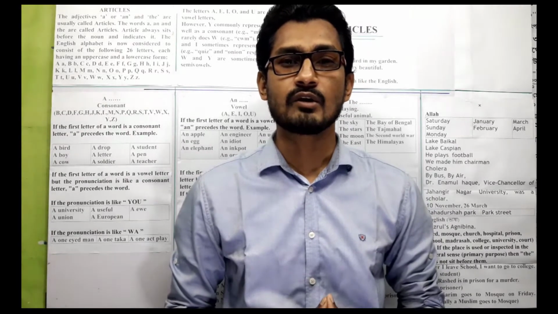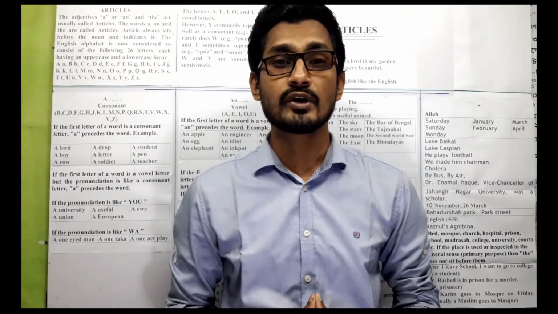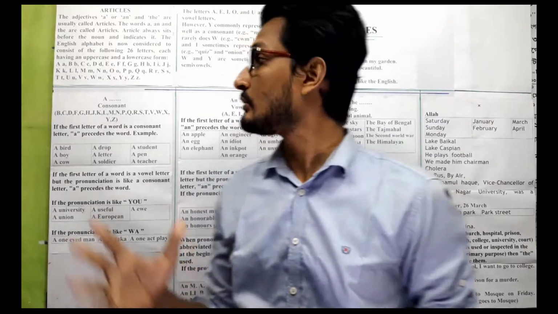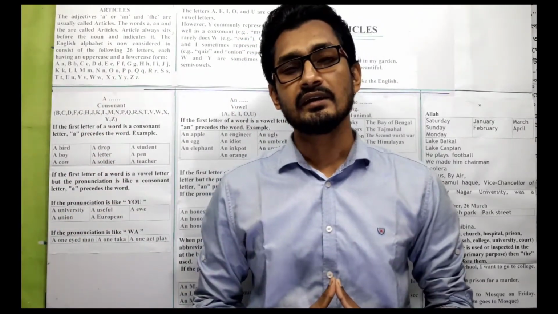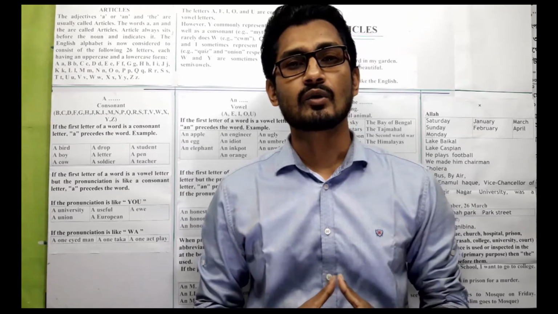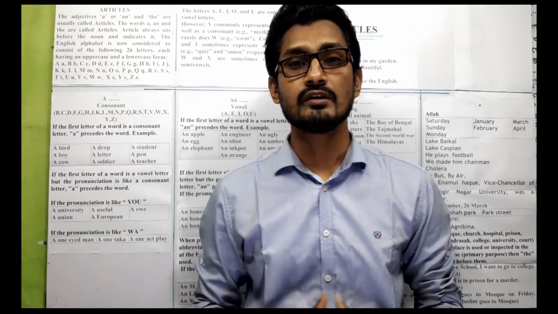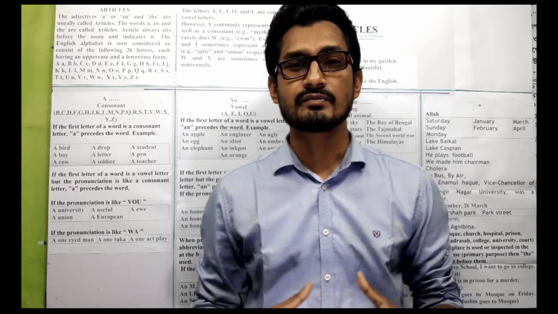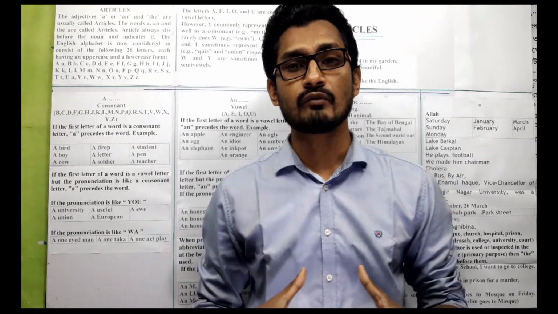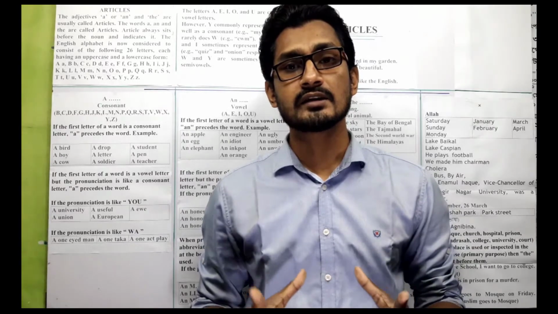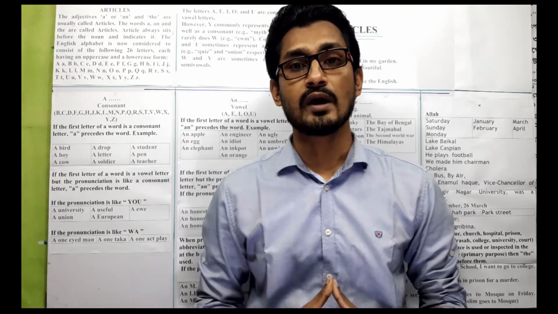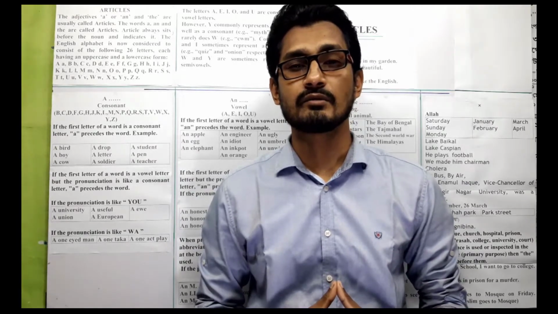The English alphabet is now considered to consist of 26 letters, each having an uppercase and a lowercase form, as we know. The letters A, E, I, O, and U are considered vowel letters. However, Y commonly represents vowels as well as a consonant, as very rarely does W. Conversely, U and I sometimes represent a consonant, for example, quiz and onion respectively. W and Y are sometimes referred to as semivowels.